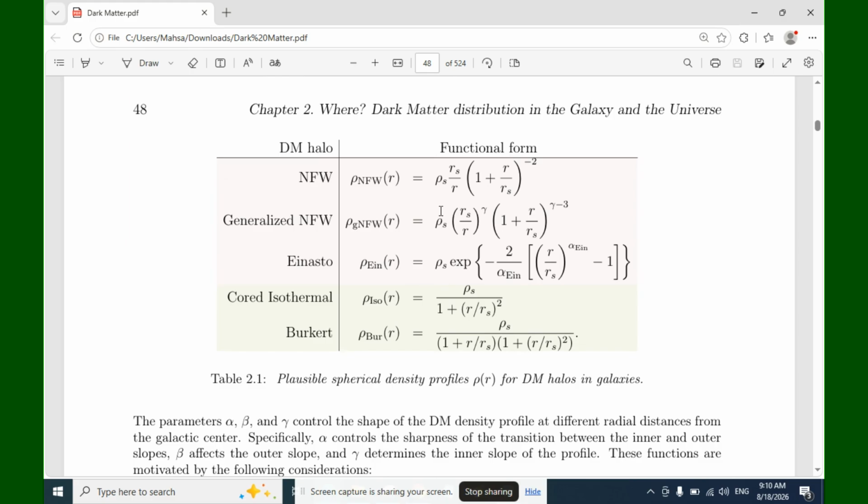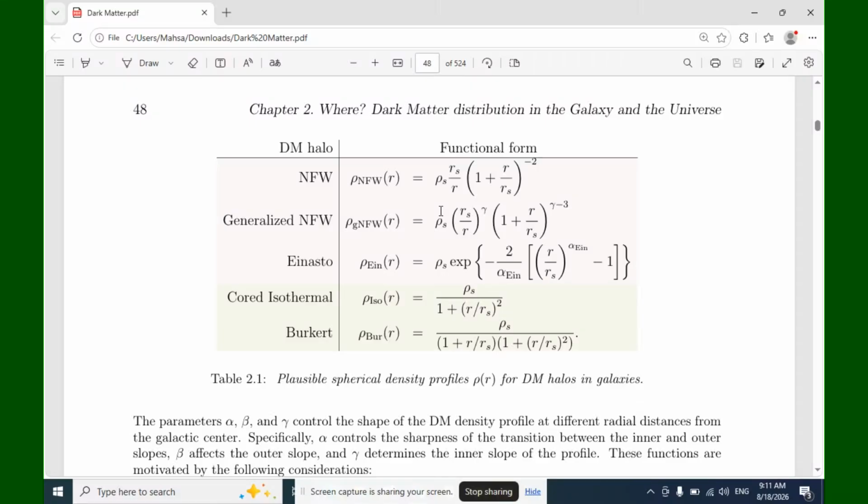Now, Table 2.1 describes the plausible spherical density profiles rho of r for dark matter halos in galaxies. For the NFW, rho NFW of r is equal to rho_s multiplied by r_s divided by r, multiplied by (1 plus r divided by r_s) to the power of minus 2. For the generalized NFW, rho GNFW of r is equal to rho_s multiplied by (r_s divided by r) to the power of gamma, multiplied by (1 plus r divided by r_s) to the power of gamma minus 3.